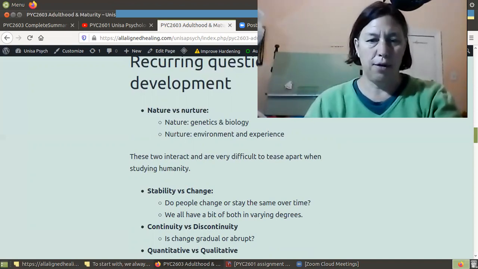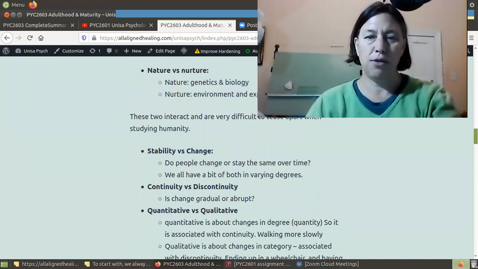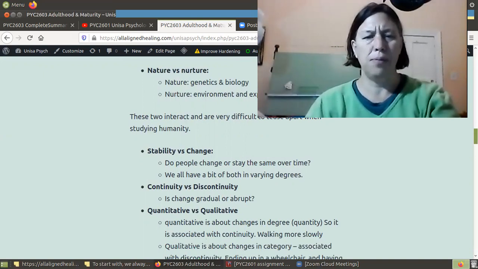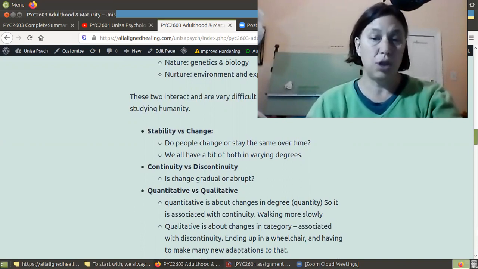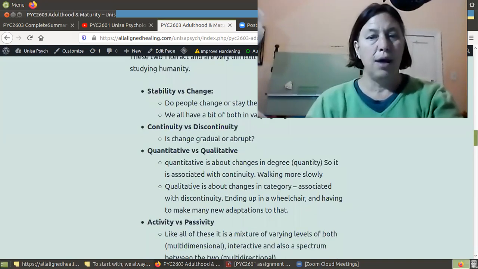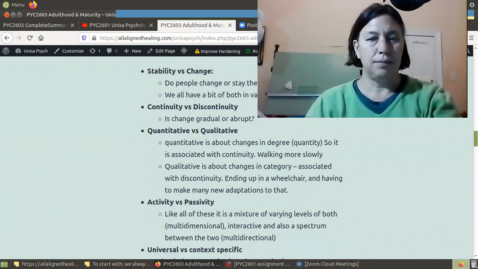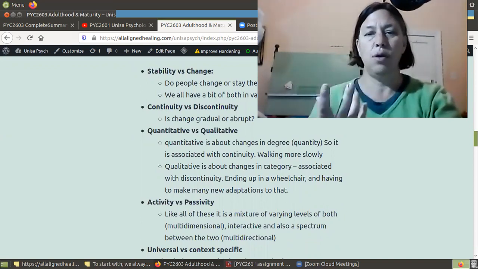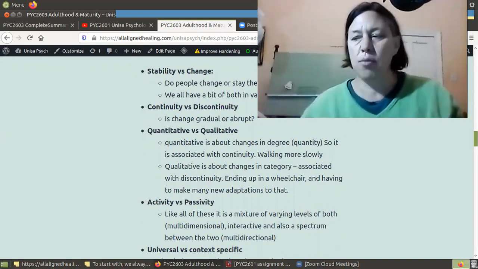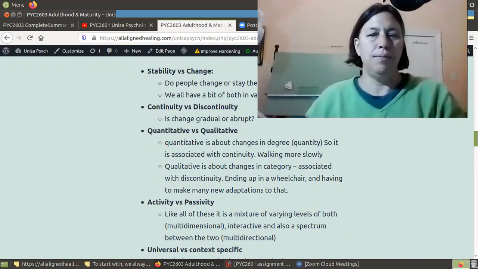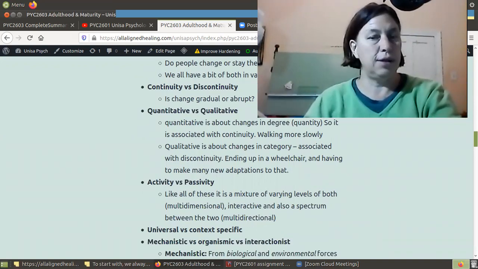Quantitative versus qualitative. Quantitative is about changes in degree, quantity, so it's associated with continuity. Walking more slowly. Qualitative is about changes in category, abrupt changes, discontinuous changes, such as ending up in a wheelchair and needing to adapt to that. Activity versus passivity. To what extent are you creating your own change and making it happen? Or are you a passive subject to simply experiences, things happening upon you. Universal versus context specific.